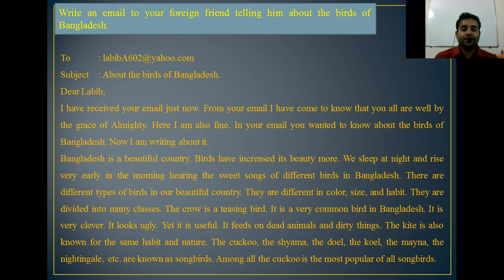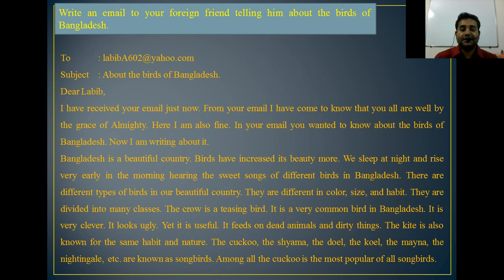Bangladesh is a beautiful country. Birds have increased its beauty more. We sleep at night and rise very early in the morning, hearing the sweet songs of different birds in Bangladesh. There are different types of birds in our beautiful country. They are different in color, size, and habit. They are divided into many classes.